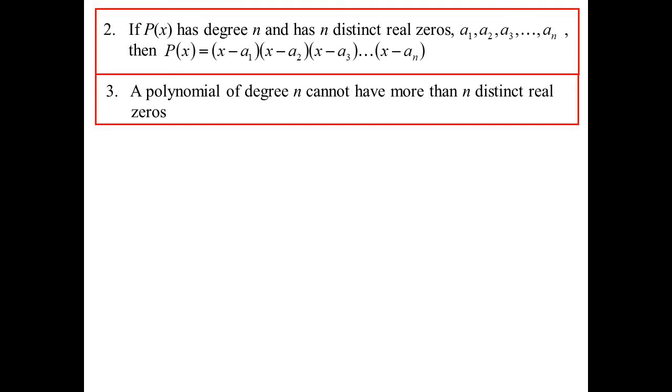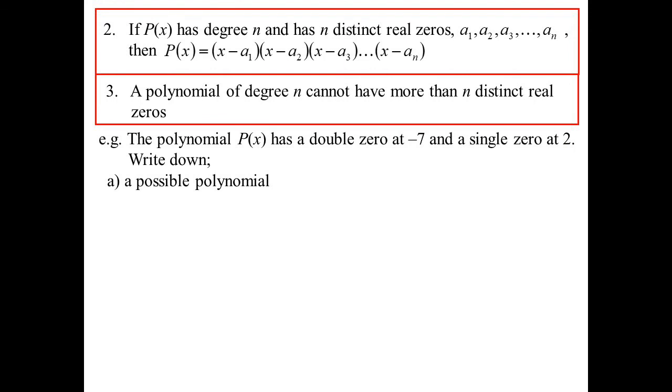Let's try this one. Polynomial has a double zero at negative 7, a single zero at 2. Write down a possible polynomial. What they're getting at here is a general one that would cover every possible solution. So what do I know? I know x minus 2 is a factor. I know x plus 7 squared is a factor because it was a double zero.